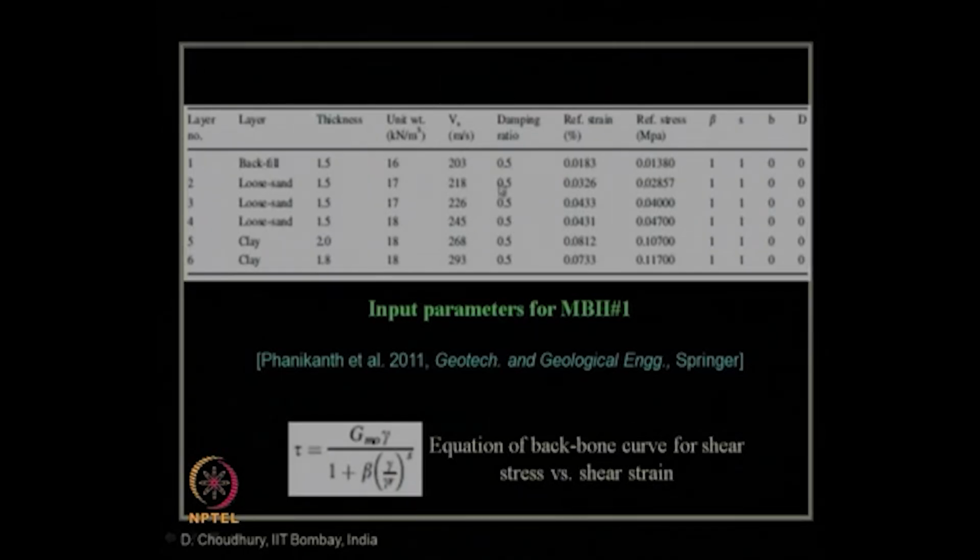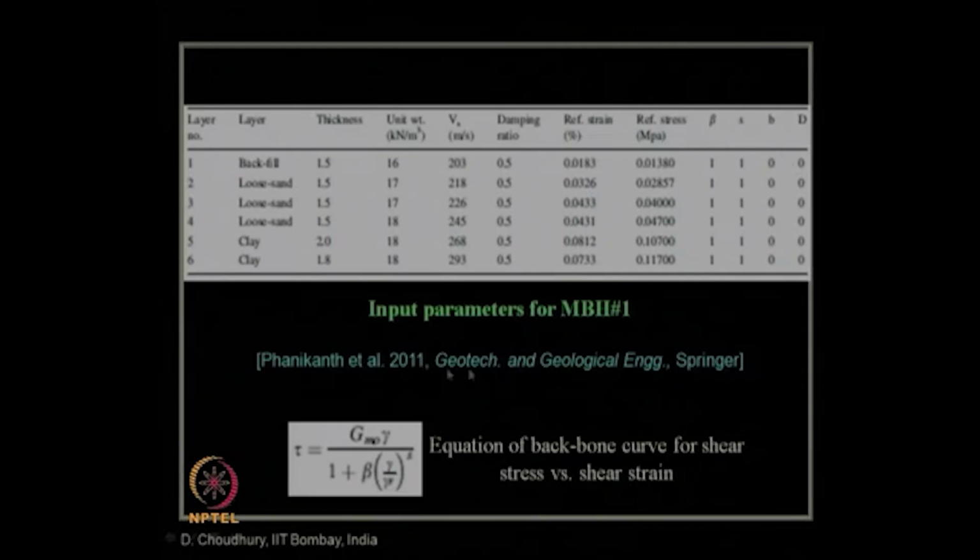Then the starting point of damping ratio is considered as 0.5%. All these are 0.5% for all the layers. You can see 6 layers for this MBH1, as we have already seen, have been considered. So, these are the individual initial values of damping ratio for an initial cyclic shear strain. This is the reference strain in percent, initial values, reference stresses, and other coefficients beta, s and so on.